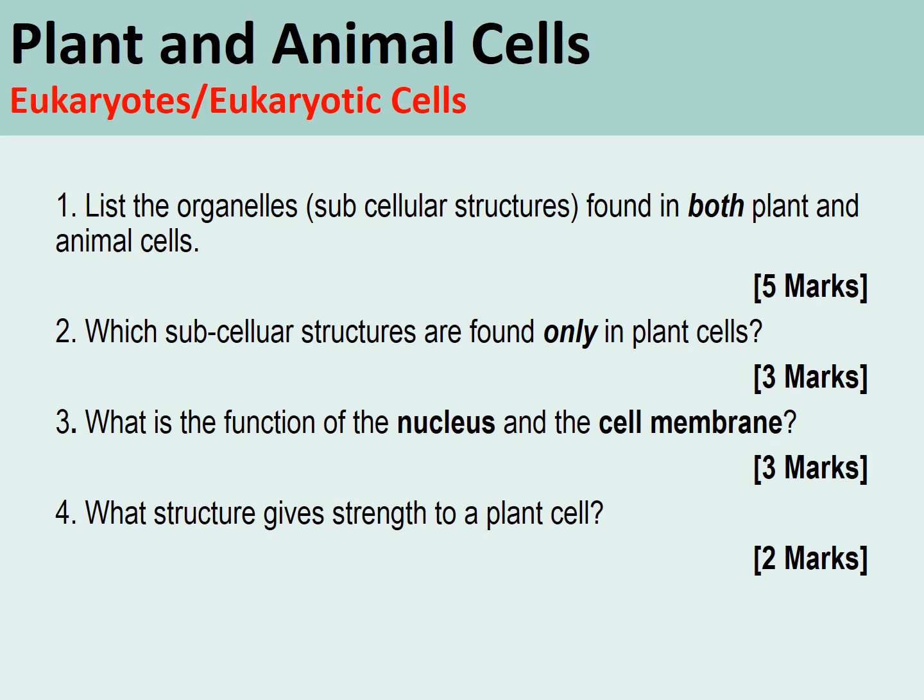Number 2, which subcellular structures are found only in plant cells? And it's worth 3 marks, so hopefully we figured out that we need to have 3 structures for that. Number 3, what is the function of the nucleus and the cell membrane? That's worth 3 marks as well, so you might want to try and get 2 bits of information from what you remember on one of them. And number 4, what structure gives strength to a plant cell? So strength and support. And that's worth 2 marks.